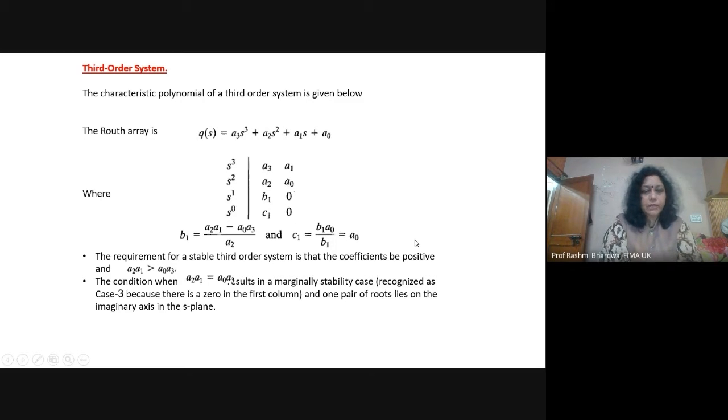So the requirement for a stable third order system is that the coefficients should be positive, and B1 should also be positive. This means a2 times a1 should be greater than a0 times a3. And when these are equal, it results in a marginally stable case.